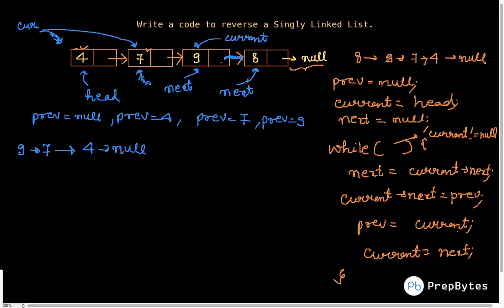So now current starts pointing to 8. So now this is my latest current. Okay, again what I'll do is I'll do next equal to current next. So now next starts pointing to null. Okay, so now my next becomes null.